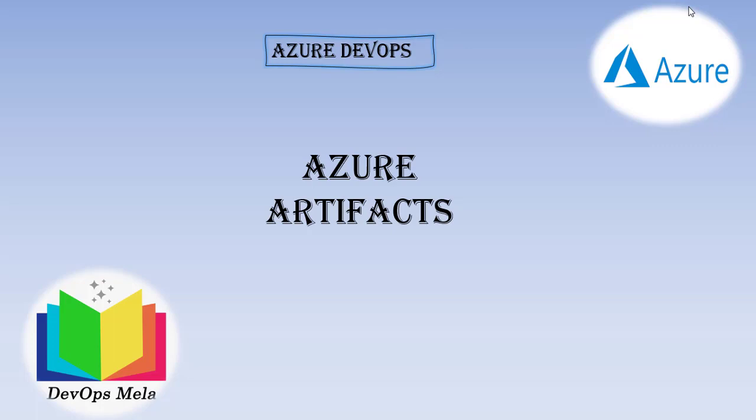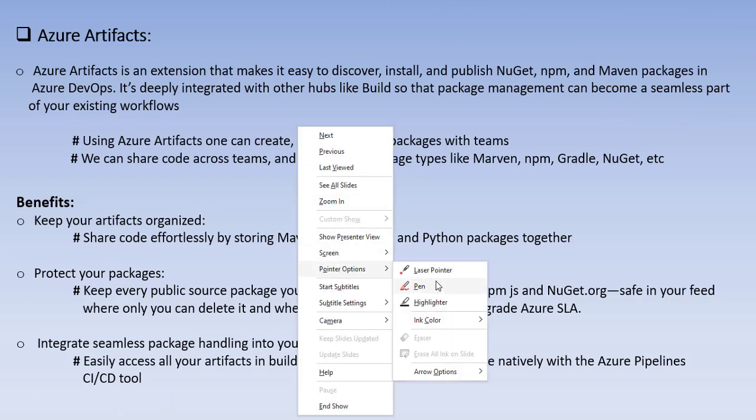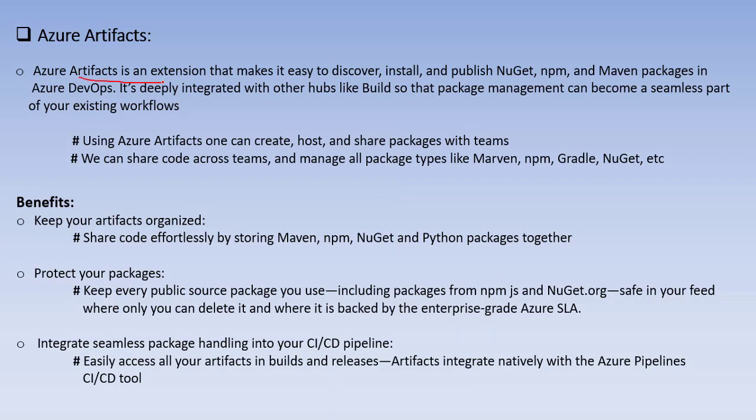Okay, so Azure Artifacts, as I said earlier, is an extension that makes it easy to discover, install and publish NuGet, npm and Maven packages. It is deeply integrated with hubs like Build, so that the package manager can become a seamless part of your existing workflow. So it is highly integrated with your build pipeline. I'll show you how the integration works, don't worry. We can make package management a part of your existing workflow.